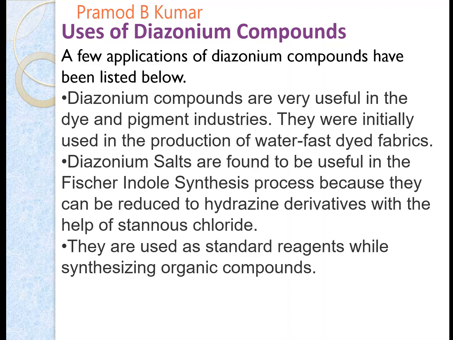They are used in pigment and dye industries. They are used in the synthesis of various hydrazine derivatives with the help of stannous chloride, and they are used as standard reagents for various synthetic organic compounds. So these are the applications of diazonium compounds. Very important intermediates in synthetic chemistry. They are used in Fischer indole synthesis, where the diazonium gets reduced with the help of stannous chloride. Okay, so these are some of the various important compounds that are synthesized.